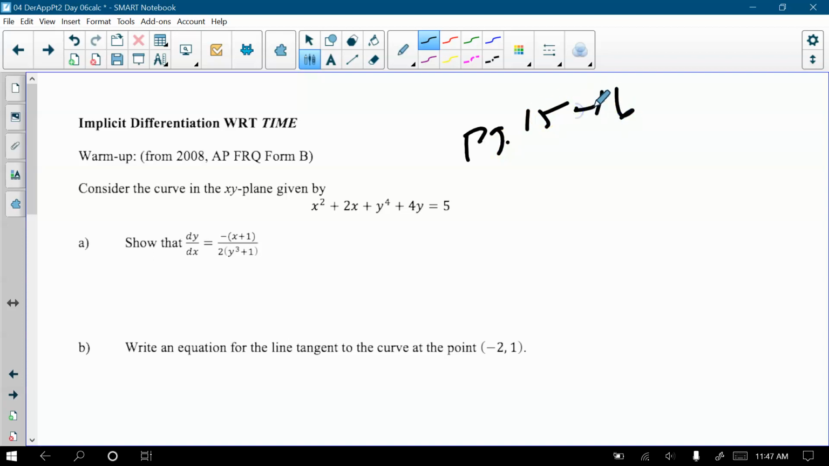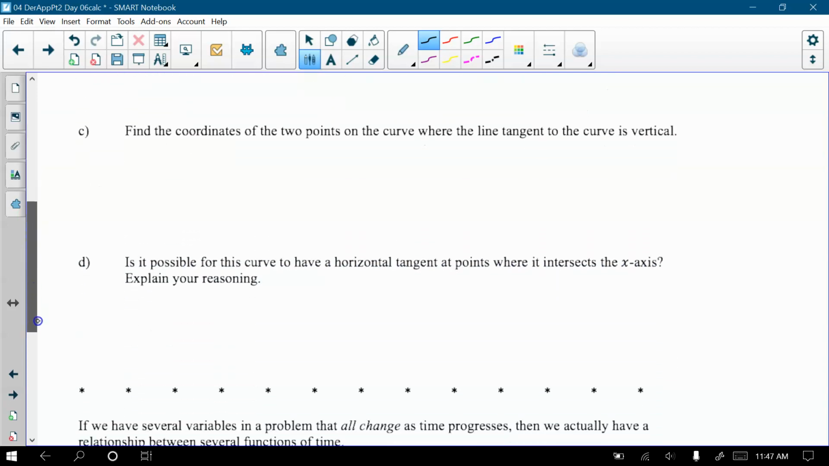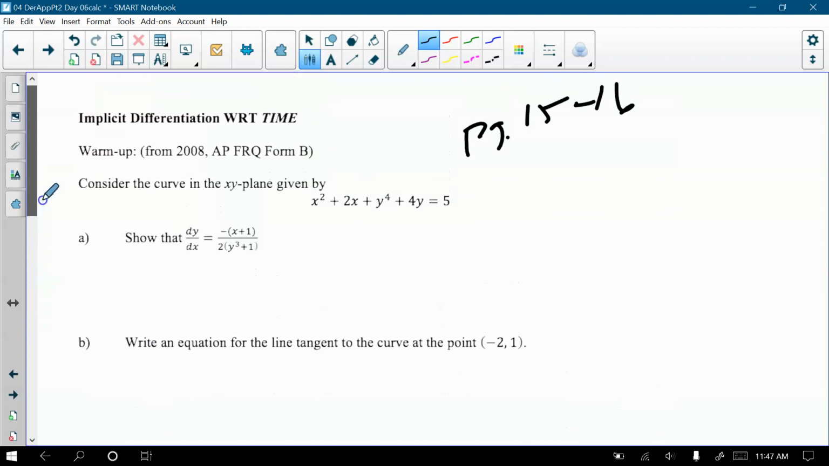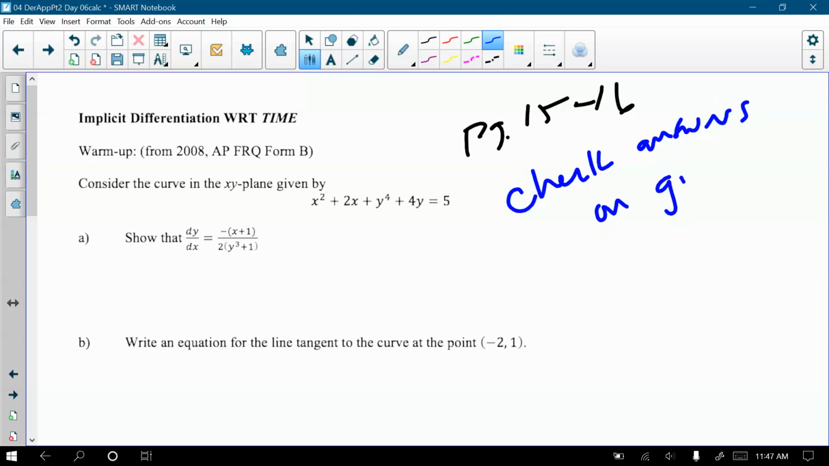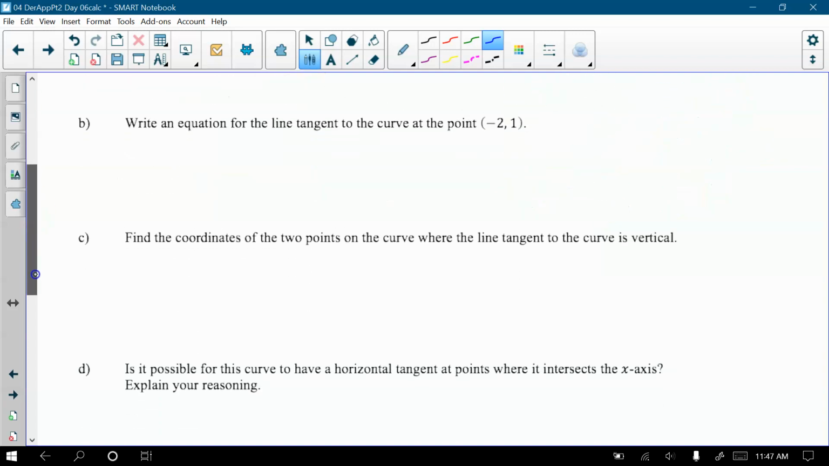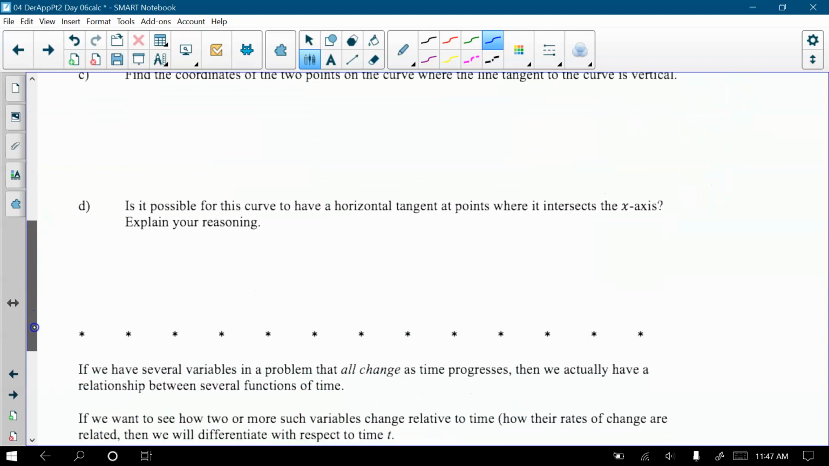I'm going to ask that you start working on warm-up A and B, and then when you're done, C and D. And when you're done, because I'm crunched for time, you can check these answers on Google. What you would do is type in 2008 AP FRQ Form B, and look for this question, and then you'll be able to find your answers.